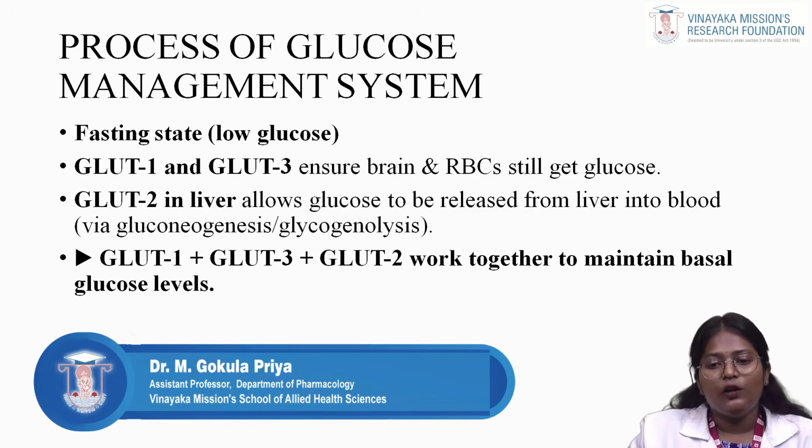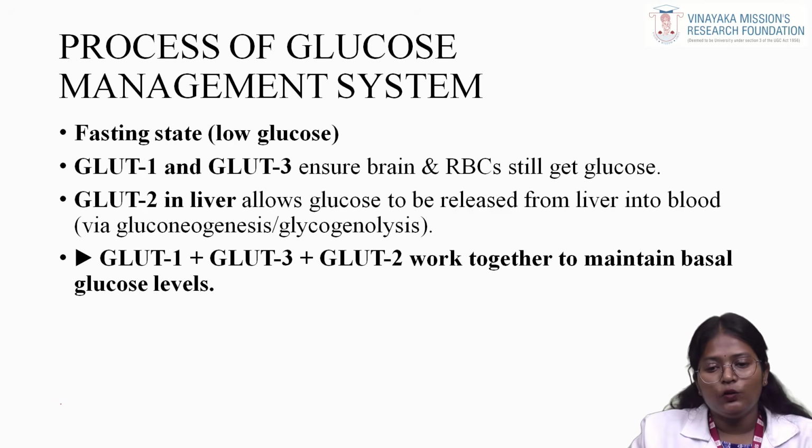In fasting state, low glucose, GLUT1 and GLUT3 ensure brain and RBC still get glucose. As the brain needs to function effectively, glucose should be present. So during the fasting state, when we are keeping a fast or overnight fast, in that time GLUT1 and GLUT3 will be ensuring that brain and RBCs still get glucose. If the brain fails to get glucose, it will not function efficiently.